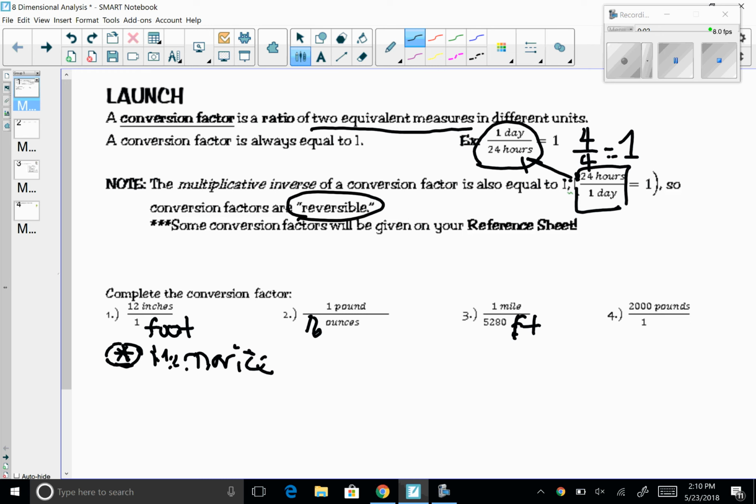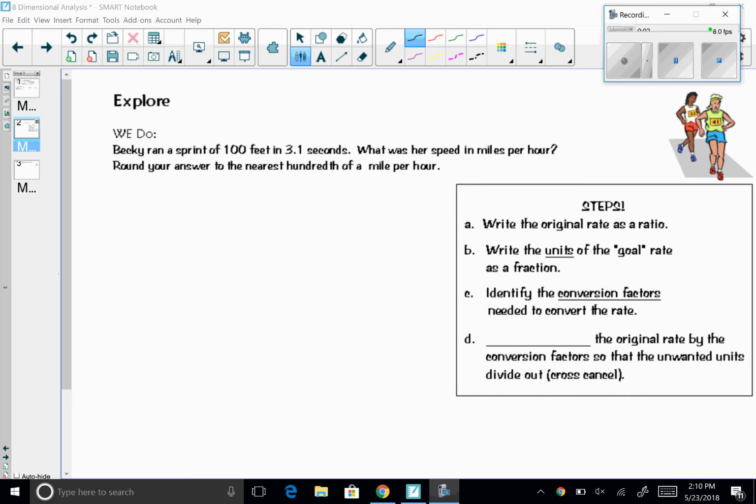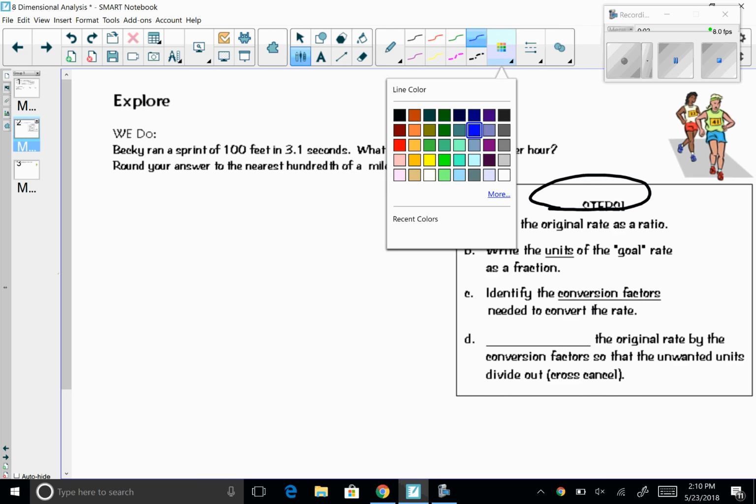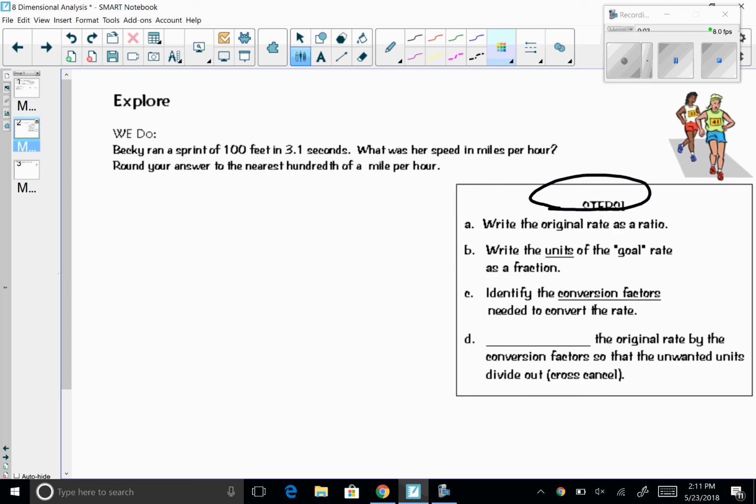2,000 pounds is equivalent to 1 ton. And remember that you can actually rewrite these as their reciprocals and they will mean the same thing. Now we're going to put these conversions to practice. Notice how the steps that I am giving you to complete are off to the side, and you should be looking at those in order to know how to set up these conversions.